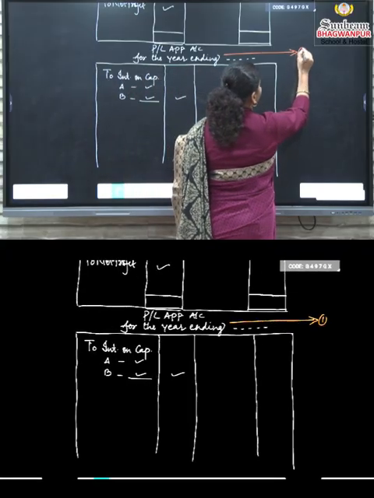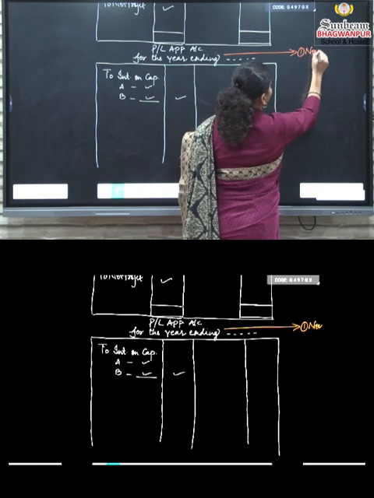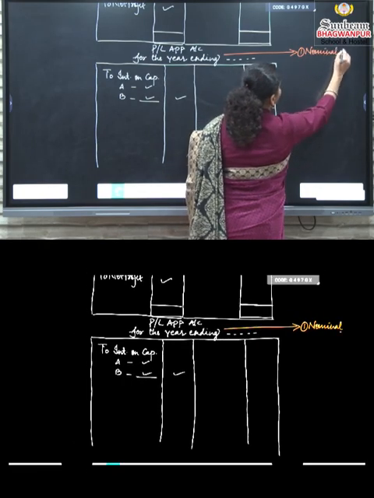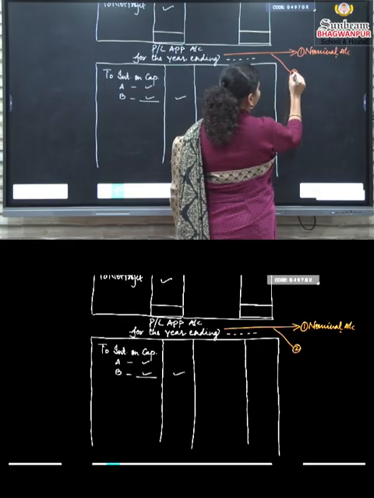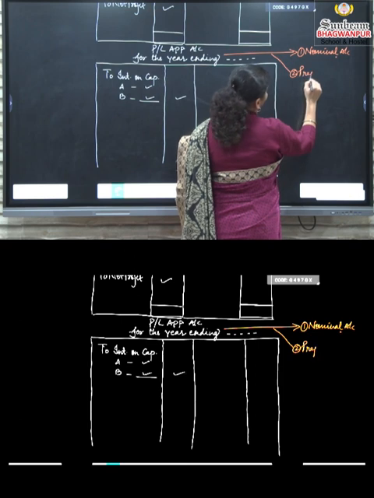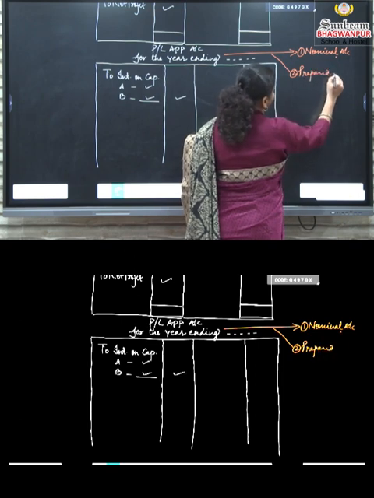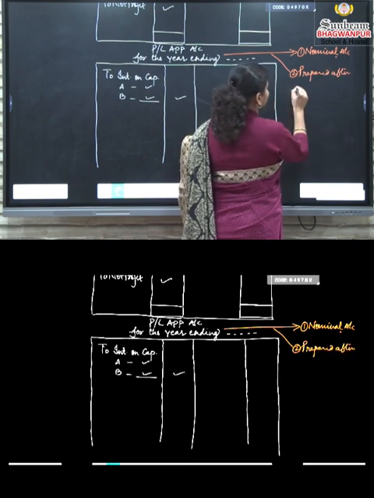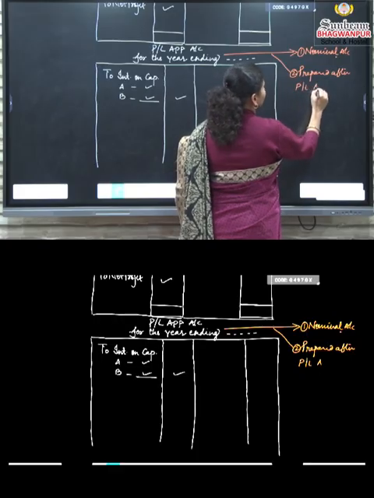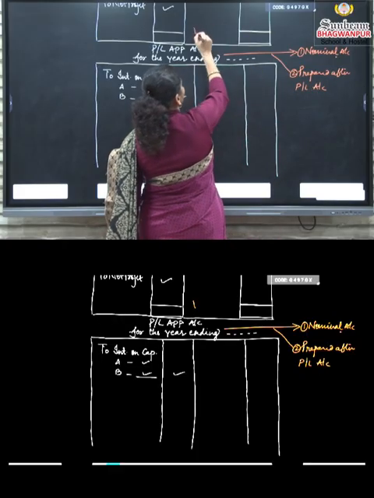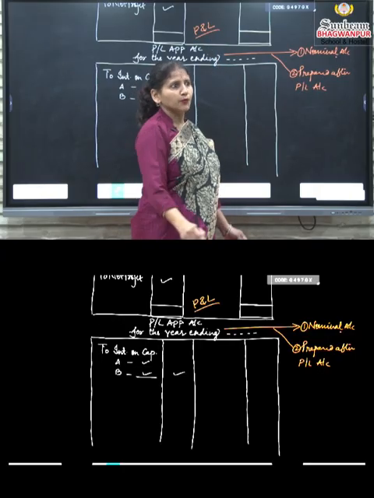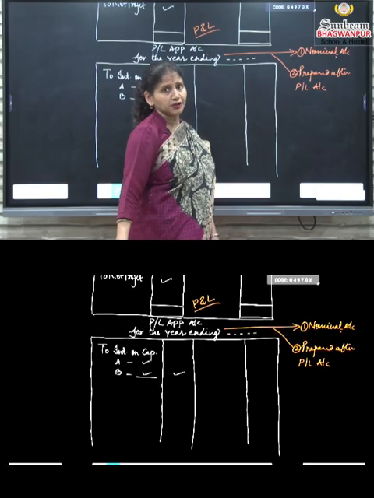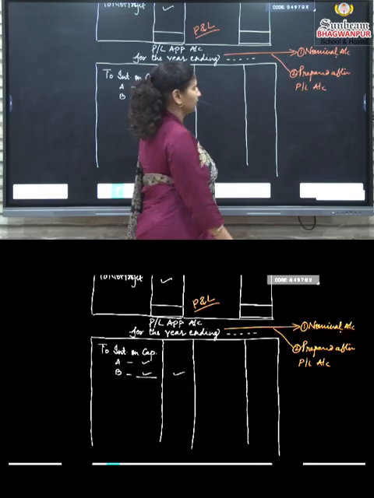So, the very first feature is, it is a nominal account. The second feature is that it is prepared after the profit and loss account. Remember, this profit and loss account which I am talking about, which we studied in class 11, is prepared for the sole proprietorship, not for the partnership, right?